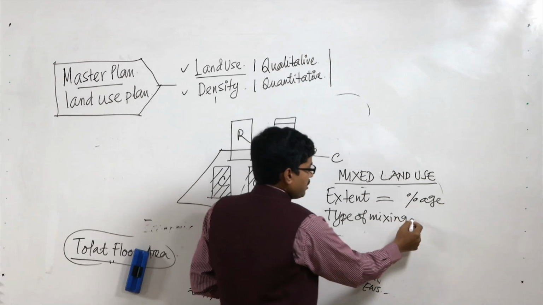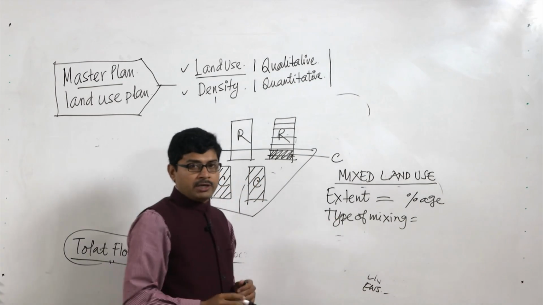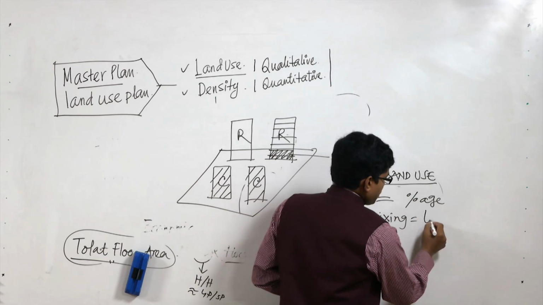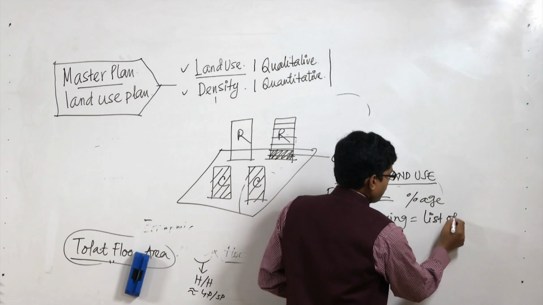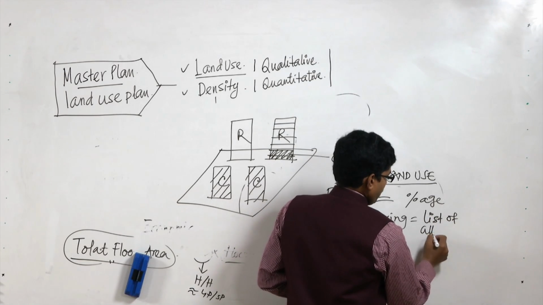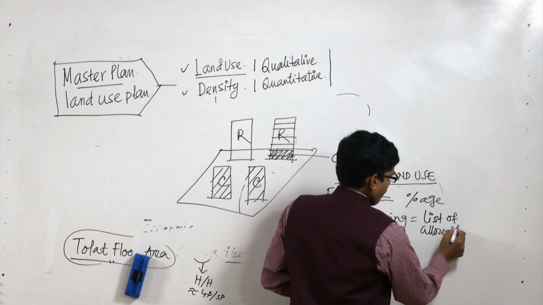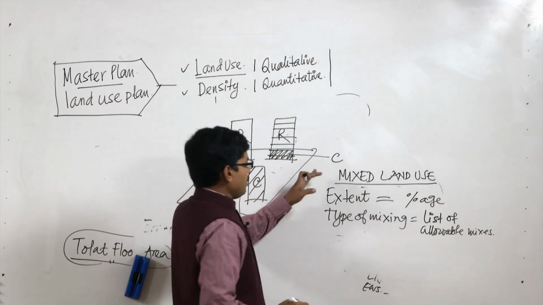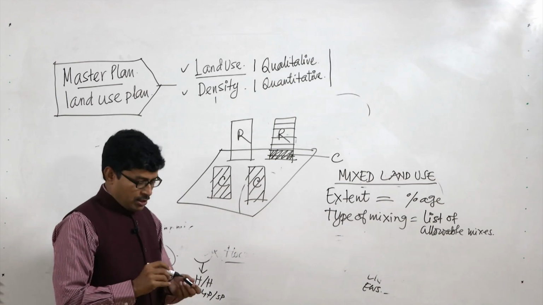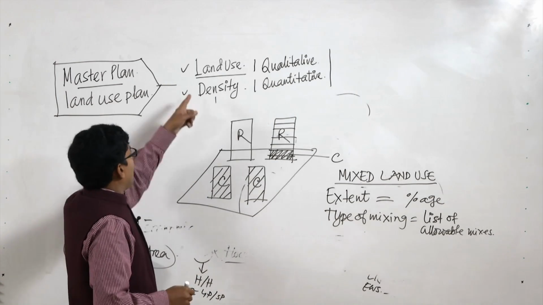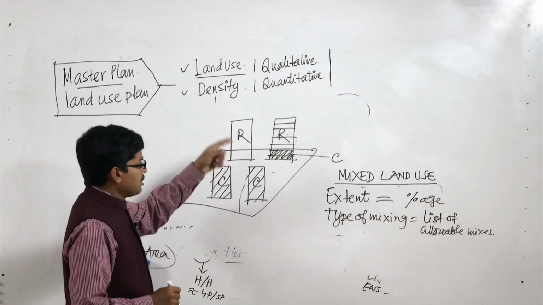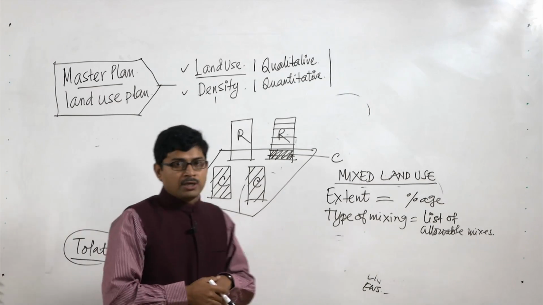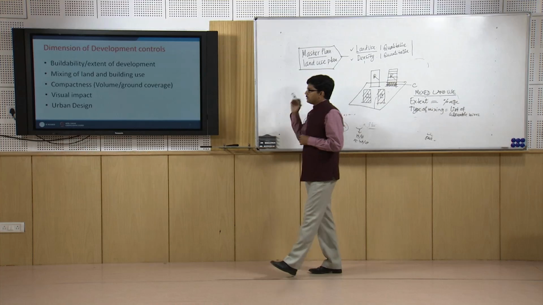And the type of mixing is basically given by the authority, by the planning document, as per the list of allowable mixes. So, these kinds of stipulations need to be prepared or formulated after the land use plan is made. Other than this, we cannot go into the project level. So, this is a very important part of the planning exercise which is done after the land use plan.